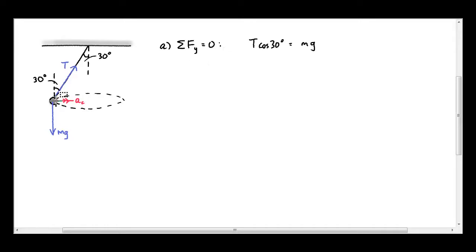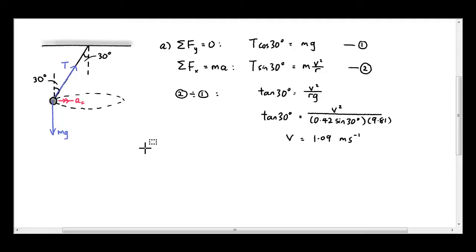So this is what it looks like. In the vertical direction, the upward pull of tension is balanced by the downward pull of gravity. But of course, tension is not pulling vertically upward, so it's not going to be T equals mg, but we need to take the vertical component, which works out to be T cosine 30 degrees. As for the horizontal forces, only tension provides a horizontal component. So the horizontal component of tension, which is T sine 30 degrees, can be equated to its mass times its acceleration. But since this is circular motion, we know that the acceleration can be written as v squared over r.